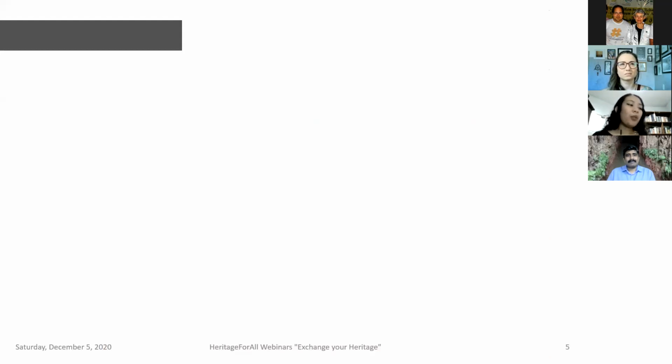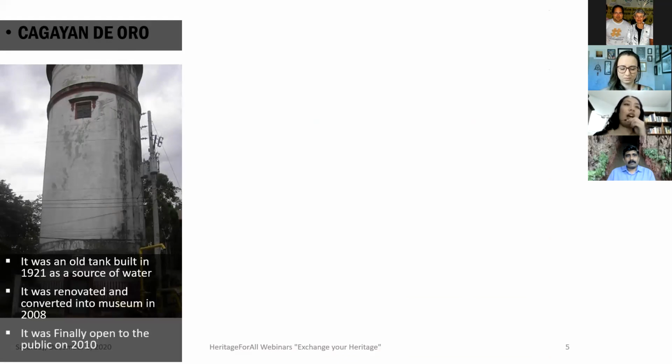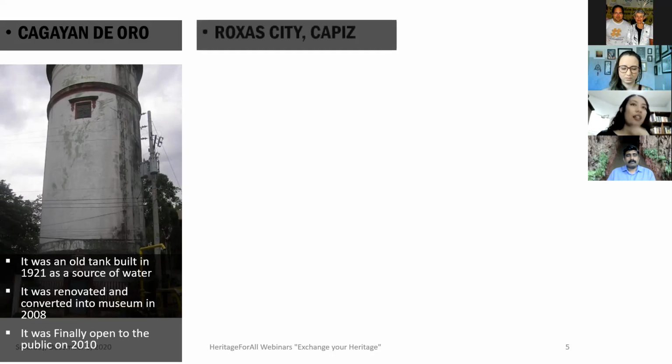So in the Philippines, there are water tanks that are applying adaptive reuse. Number one is the water tank in Cagayan de Oro, Philippines. It was constructed in 1921 when the water source of Cagayan de Oro was still coming from Malasag. In the late 1950s, the National Waterworks and Sewerage Authority took over the water system and stopped using the water tower. Thus, the cylindrical building was abandoned, until Mayor Constantino Jaraula came up with the idea of renovating the tank and making it a city museum in 2008.